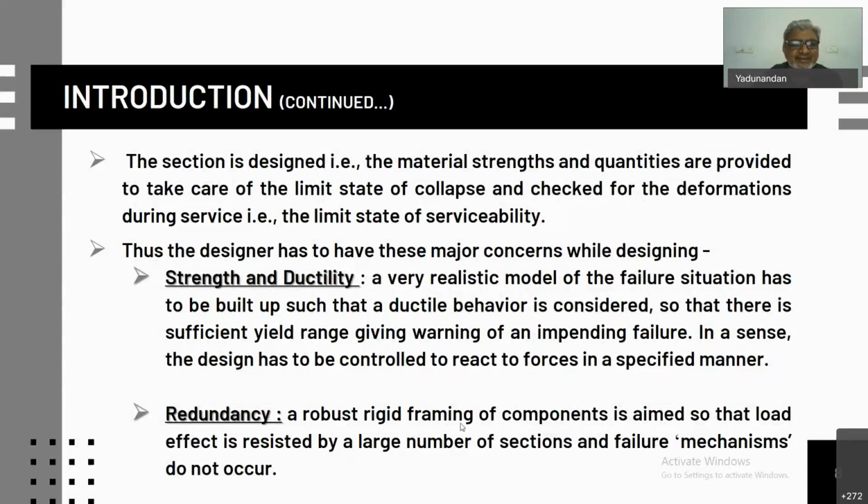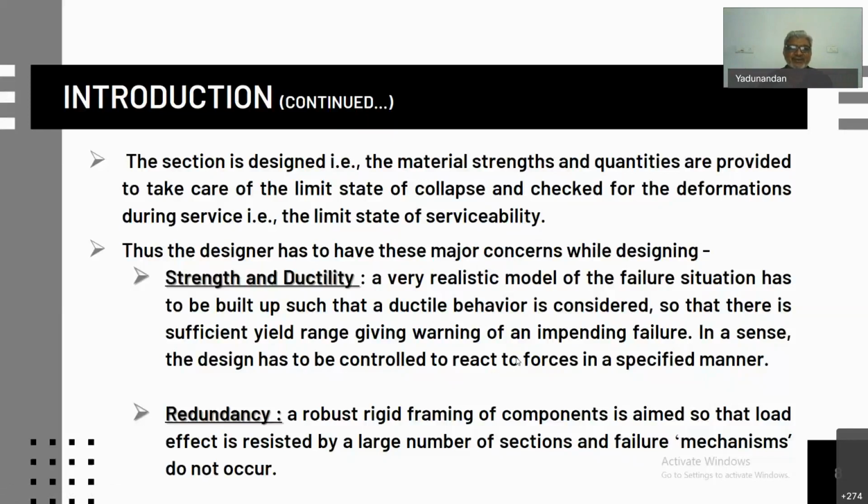We take care to see that we consider the limit state of collapse, we fix up the dimensions of the structure corresponding to that such that we obtain a ductile failure, and then check it for the deflections, cracking, etc., and various other limit states. Thus, the designer has to have these major concerns for designing. So, this is important. While you are designing, what is in the background of your mind, what you should provide in the structure.